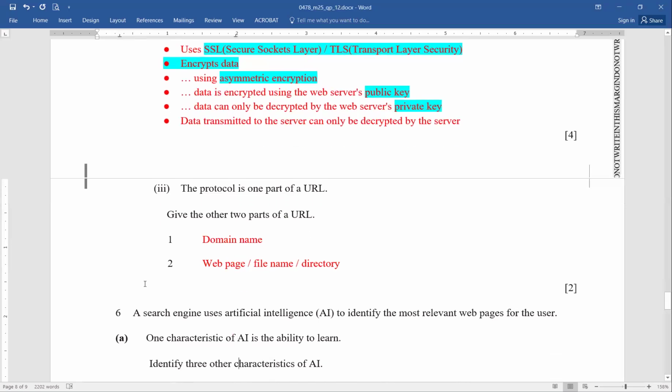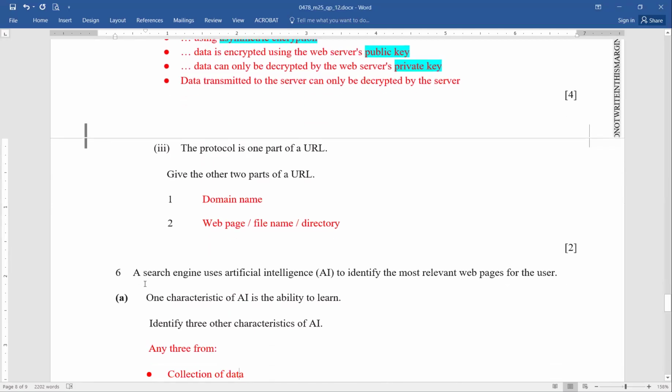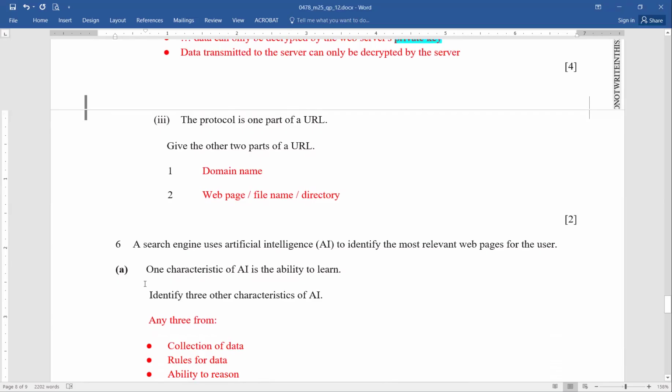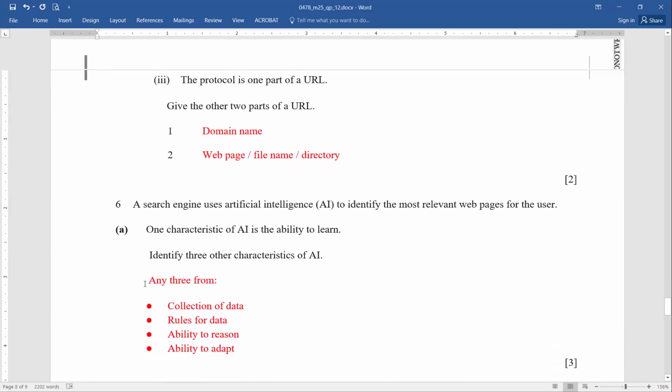Question number 6. A search engine uses AI to identify the most relevant web pages for the user. One characteristic of AI is the ability to learn. Identify 3 other characteristics of AI. Now, 3 other characteristics. Now, what are the characteristics? Collection of data, tools for data, ability to reason, ability to adapt. So these are the main characteristics of an AI system.